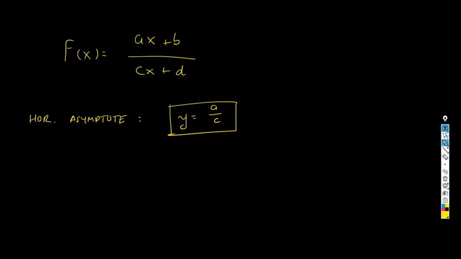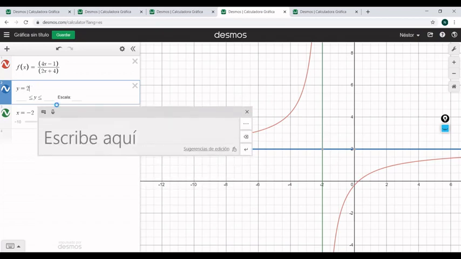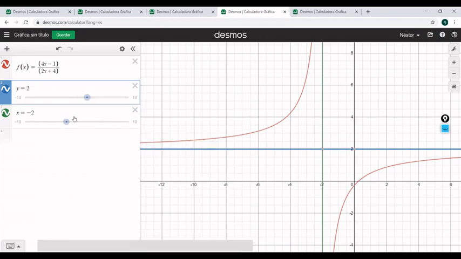Let's see if that's true for the case that we just saw. Okay, we have here the horizontal asymptote. Can you see? It's y equals 2. And that should be equal to this coefficient of x, 4, over this coefficient of x, which is 2. 4 over 2, you get 2. Okay, so in fact, it works.